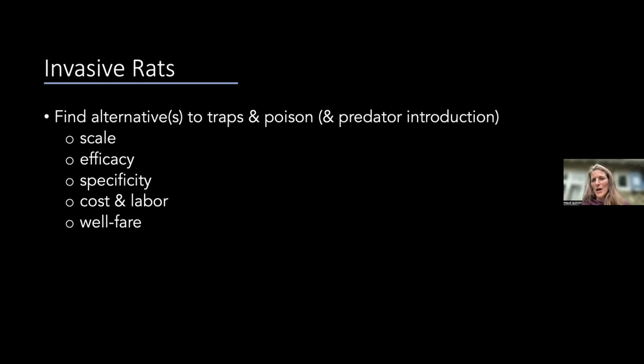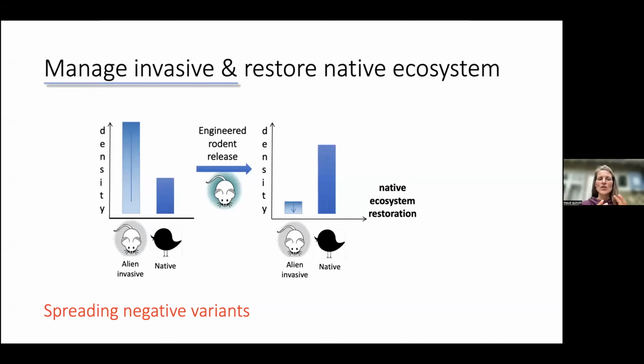That's why we are talking about gene editing: the conservation community is really looking for alternatives that are going to put aside those different caveats of the management of invasive rats. How would that work? You have an alien invasive, and the problem is that the native animals are endangered, and you use an engineered rodent release. These engineered rodents would spread a negative variant that is going to have an impact on the fitness of those invasive animals. And we hope that it can spread in the population, so that the actual population of your invasive is reduced and the native ecosystem can be restored. So that's the idea.